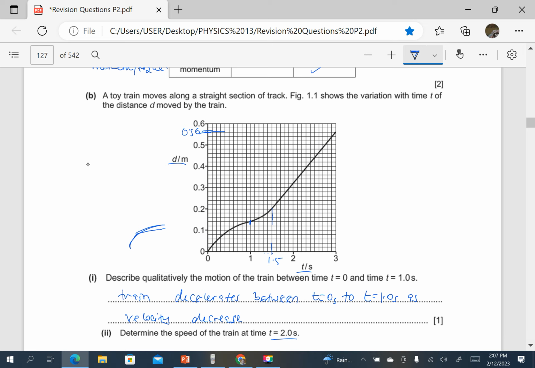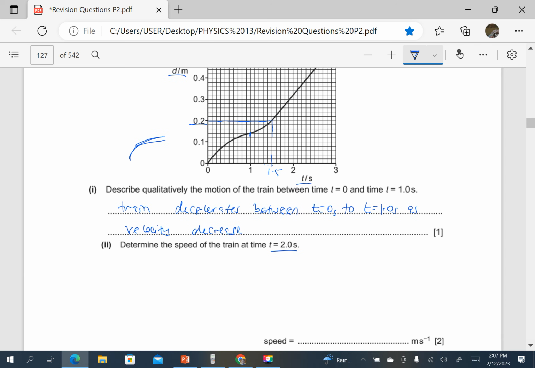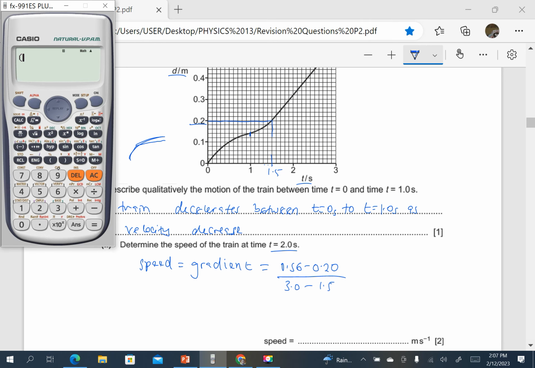This is 1.5. The displacement there is 0.2. So I'm taking the gradient to find the speed. So the speed is equal to the gradient, which is going to be equal to 0.56 minus 0.20 divided by 3.0 minus 1.5. So 0.56 minus 0.2 divided by 1.5. So that is 0.24.